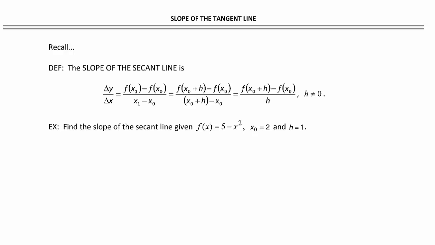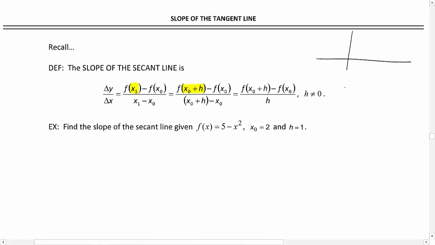In this video, we'll be introducing the slope of the tangent line. Recall the slope of the secant line is defined to be the change in y divided by the change in x, that is f of x1 minus f of x0 divided by x1 minus x0. Well, x1 is simply a little bit away from x sub 0, so we can replace x1 with x sub 0 plus h.